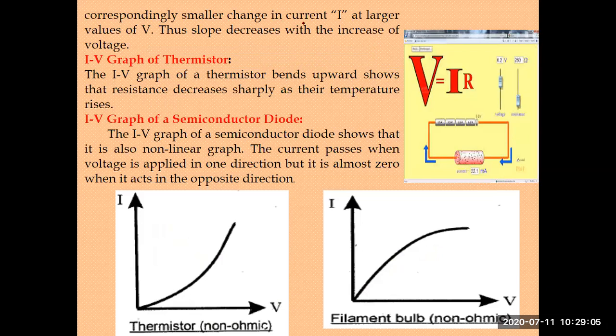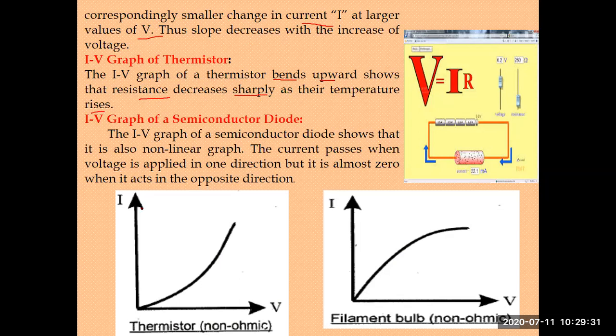Corresponding small change in the current at larger value of the potential, the slope decreases with the increase of the voltage, which we have already seen here. It is the IV, current versus potential, graph of a thermistor. The IV graph of a thermistor bends upward, which shows that the resistance decreases sharply as the temperature rises.